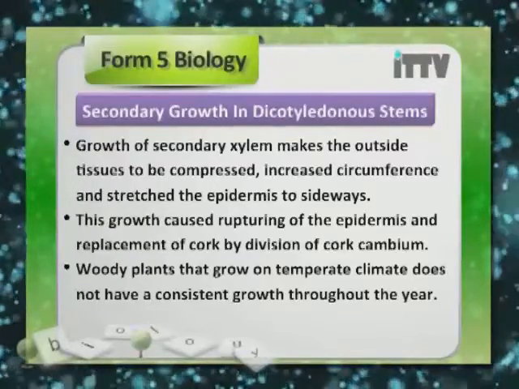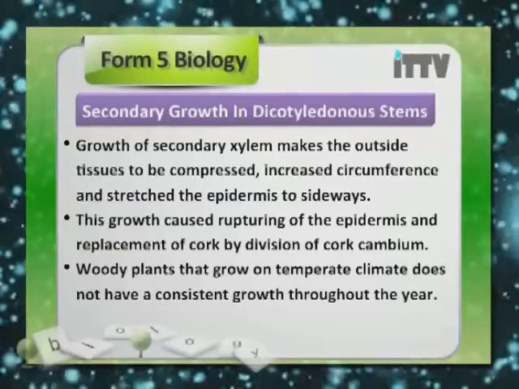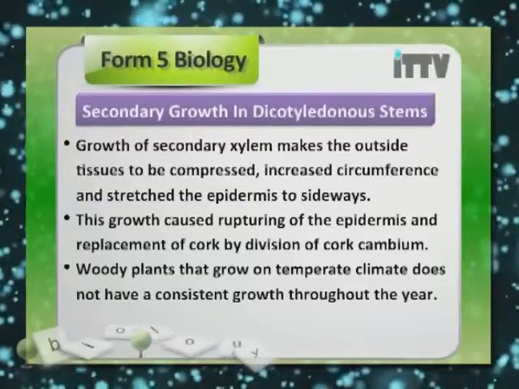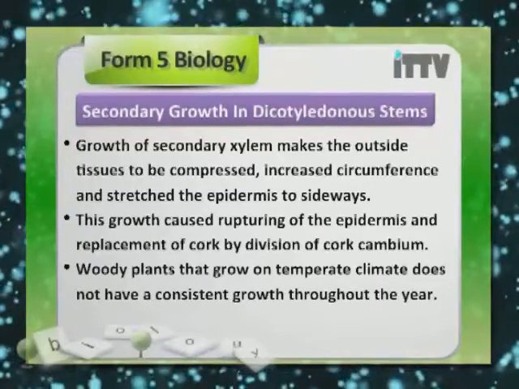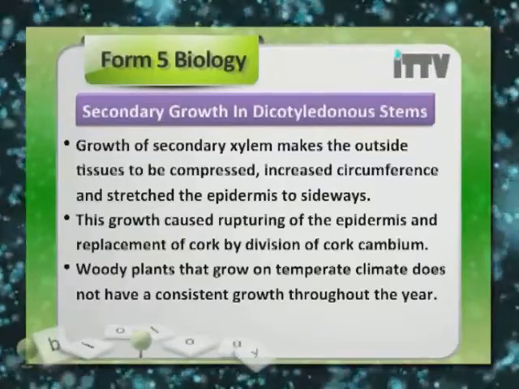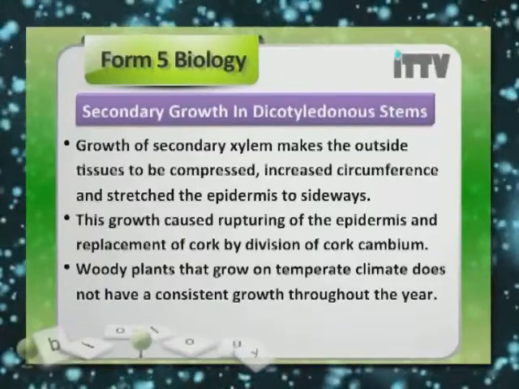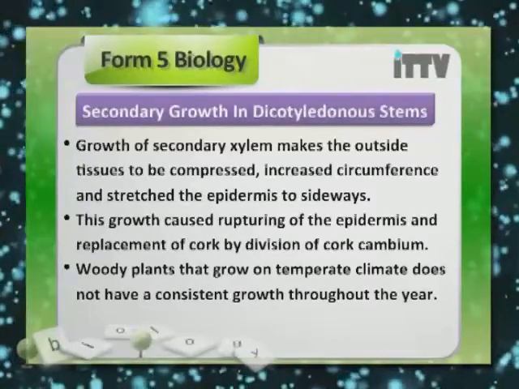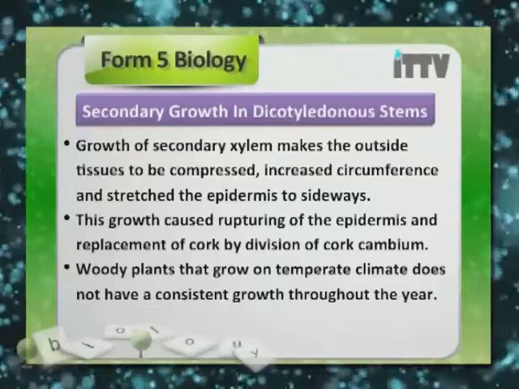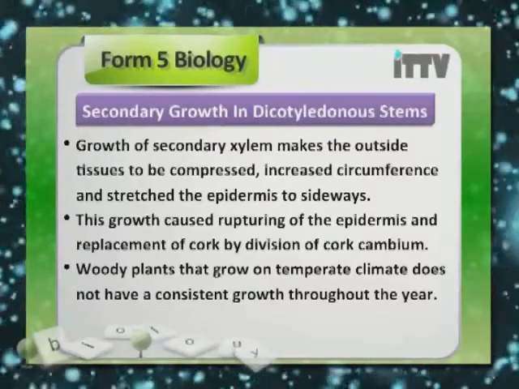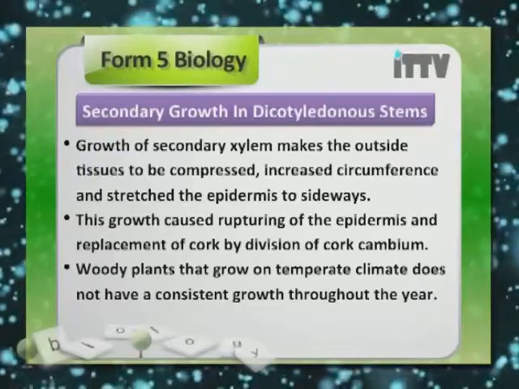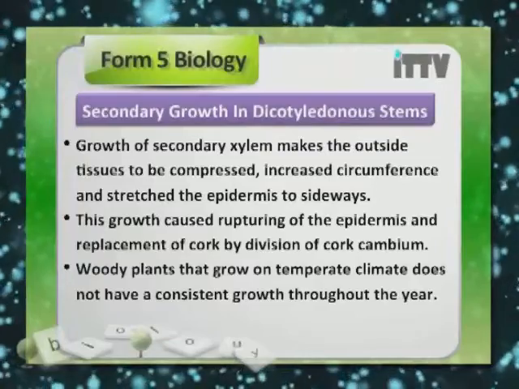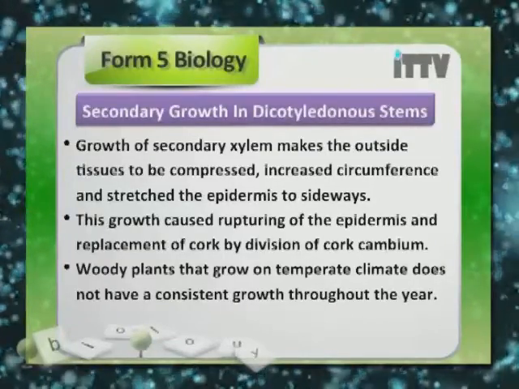Growth of secondary xylem makes the outside tissues compressed, increasing the circumference and stretching the epidermis sideways. This growth causes the rupturing of the epidermis and replacement of cork by division of the cork cambium. That was what was mentioned just now, because growth of the secondary xylem and the secondary phloem will increase the circumference and cause the epidermis to rupture, hence the replacement of cork by division of the cork cambium.